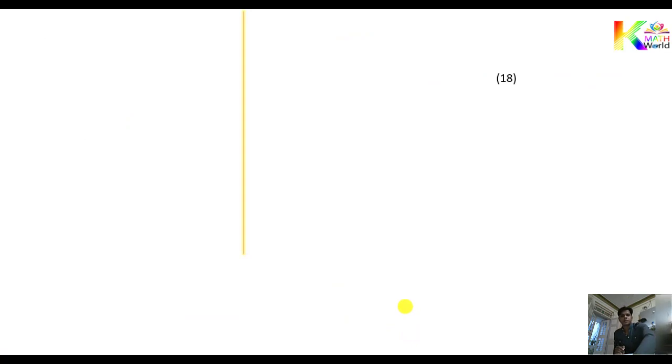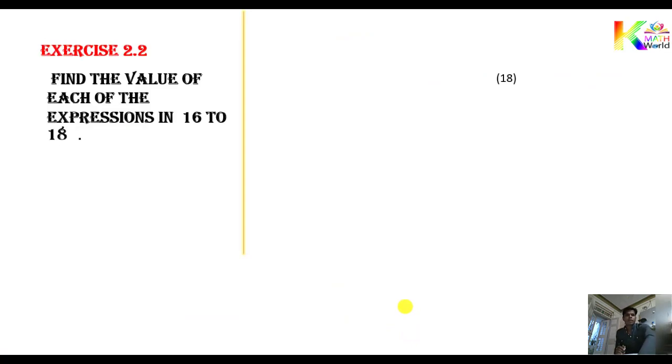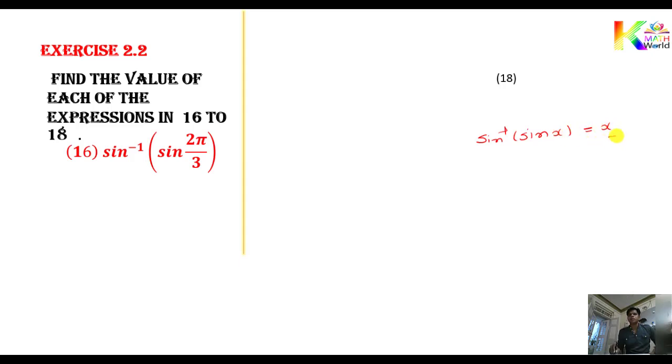Next question. Find the value of each of the expressions in question number 16 to 18. So this is your question number 16 firstly. Sine inverse of sine 2 pi by 3. Okay, this is like sine inverse of sine x. What is the answer? The answer should be x. But when? The condition is important. Whenever your x lies in your range. What is the range of sine inverse? Closed interval minus pi by 2 to pi by 2.